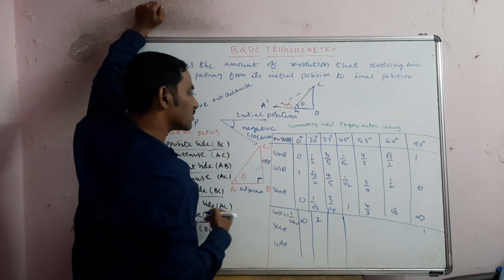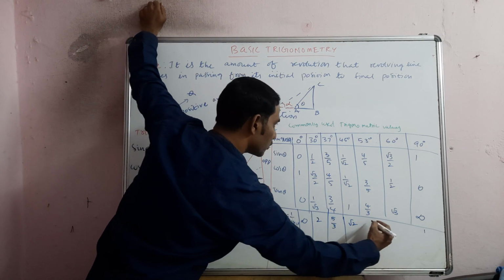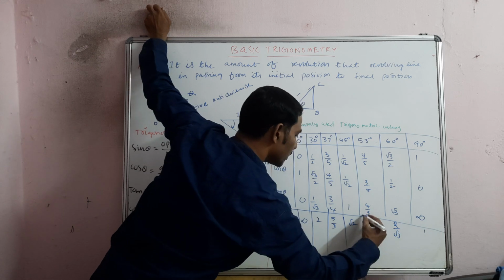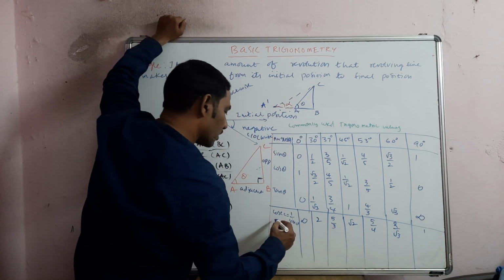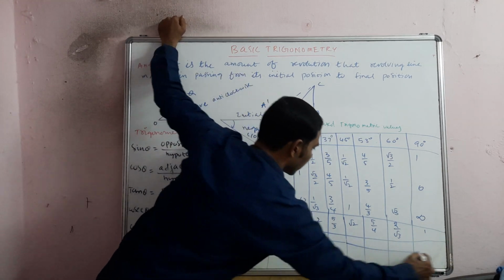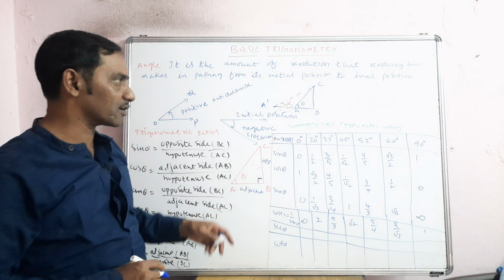For now I am writing one value, and the remaining you can do by yourself. This will be 2 by root 3, like that. In that way you have to do it. I am trying one more line to make a lesson, so you can draw two more lines and do that. This is the main thing: sin, cos, tan you have to remember, and the remaining will be reciprocals. Done.